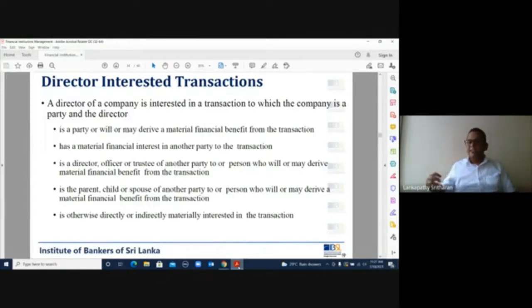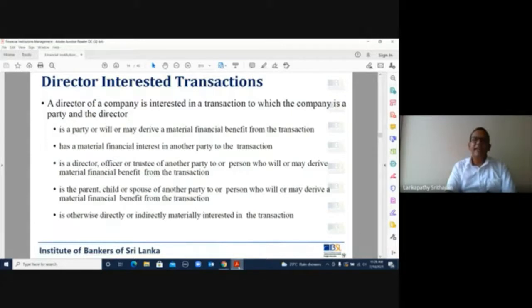For example, as I mentioned, bank X purchases some software from company A, where one of the directors of company A is the major shareholder in the software company. So when bank X purchases the software from company A, the director may get a financial benefit. So he is a party. In that circumstance, it is considered a director interested transaction.